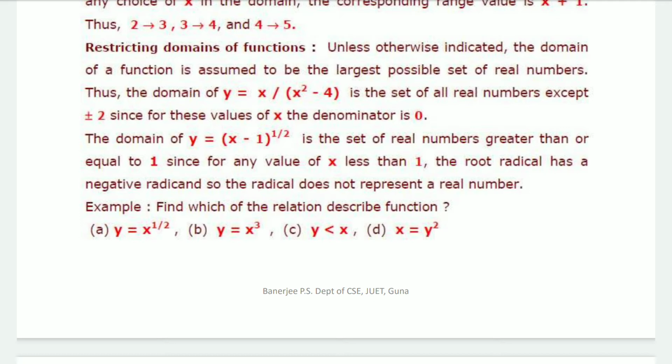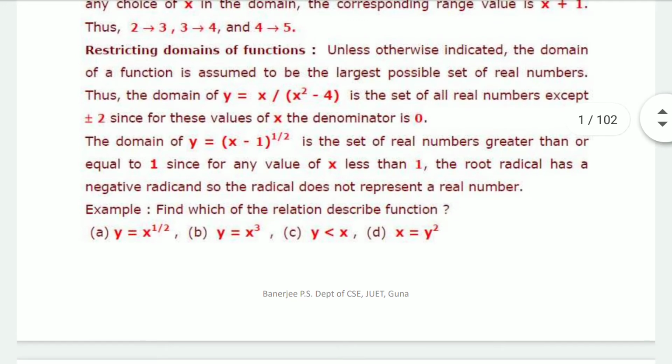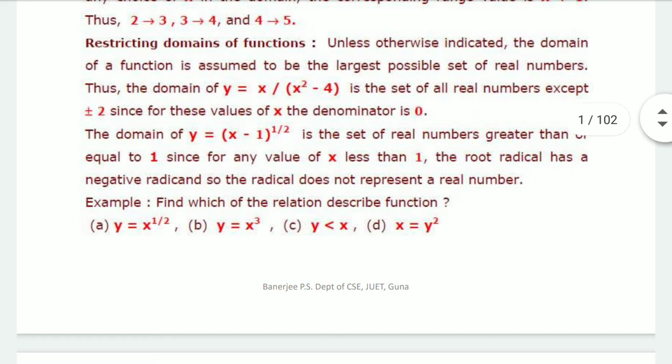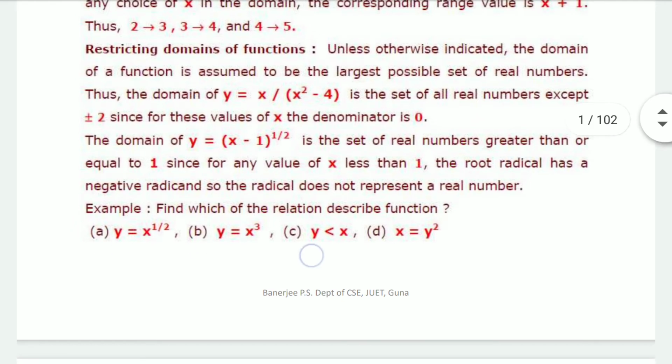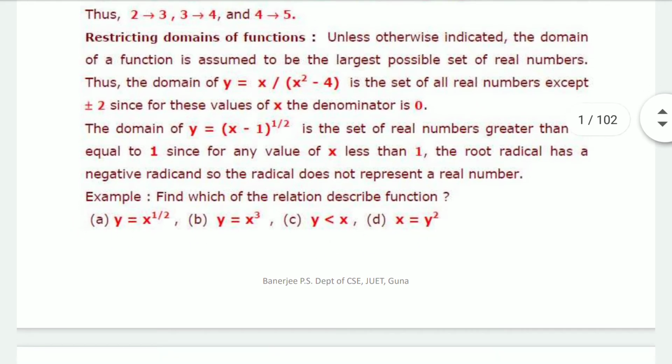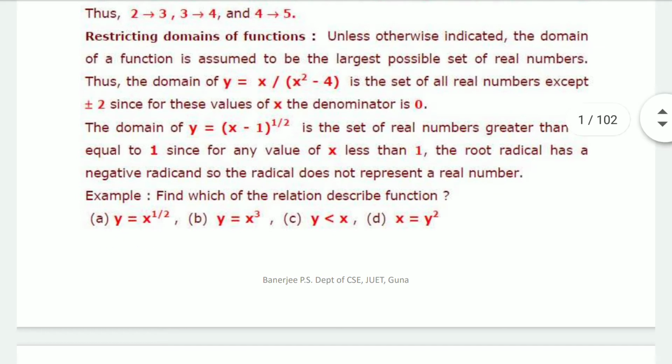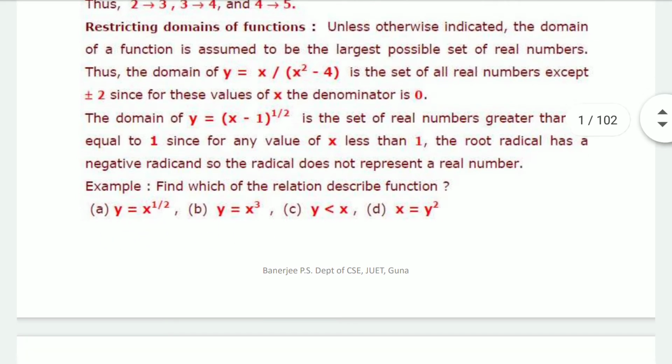Some of the examples: you need to find out which of the relations describe a function. We know the definition of a function very well. Now we have examples a, b, c and d. Clearly, by seeing here, we can say that a and b are functions, whereas c and d are not functions. Why? Because a and b have fixed values.